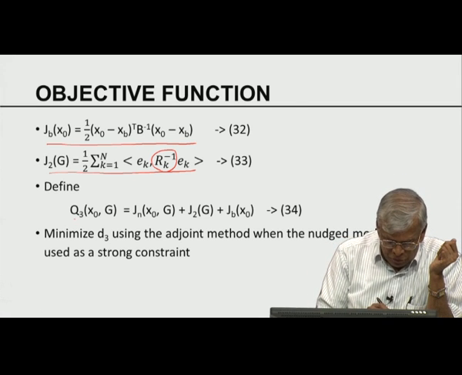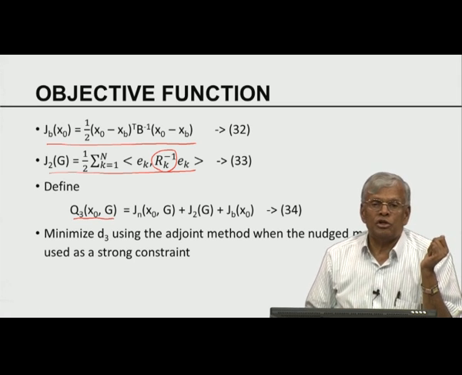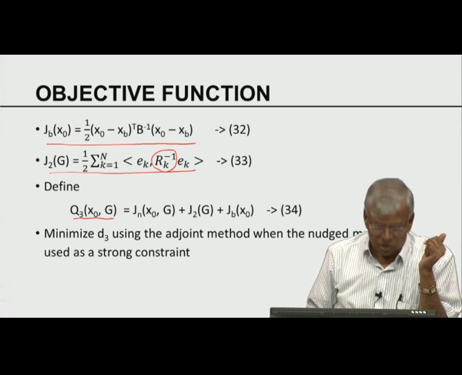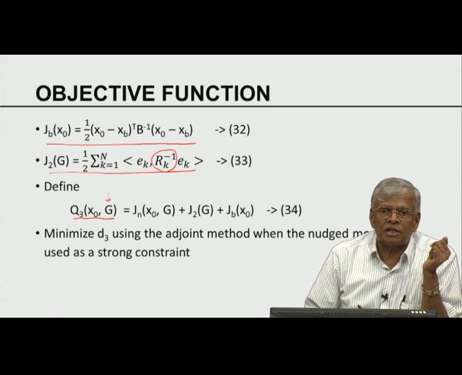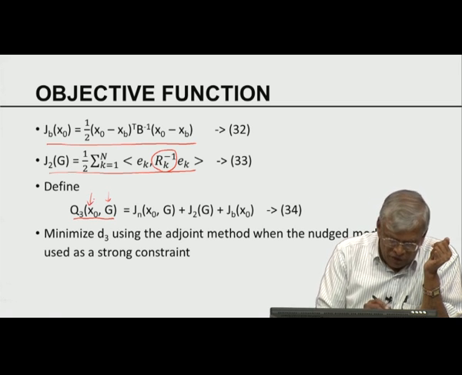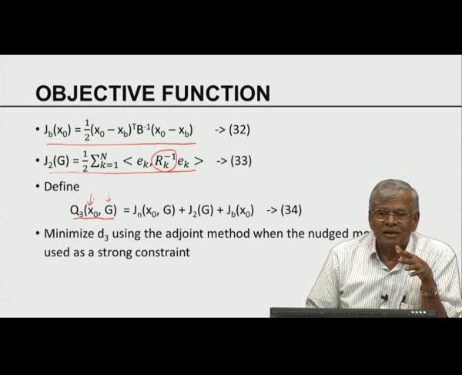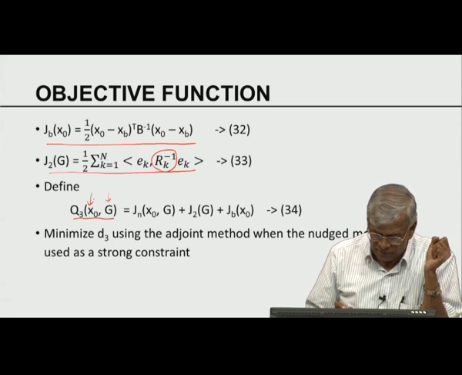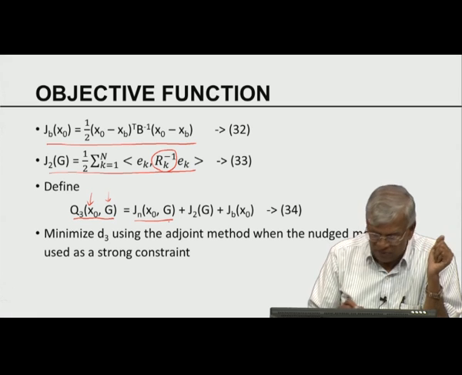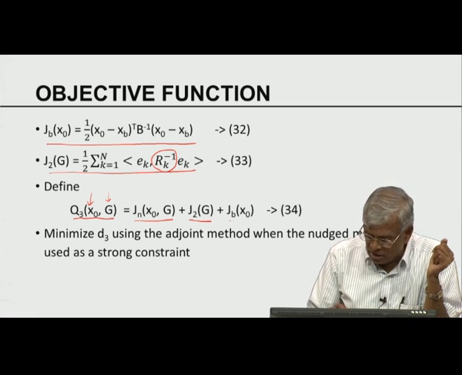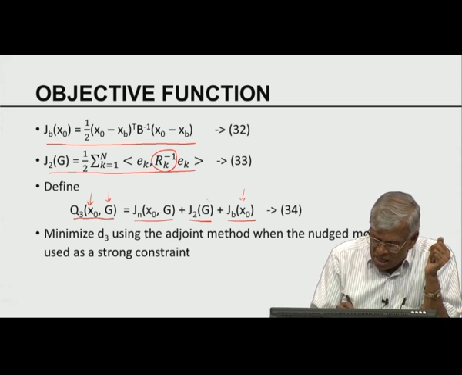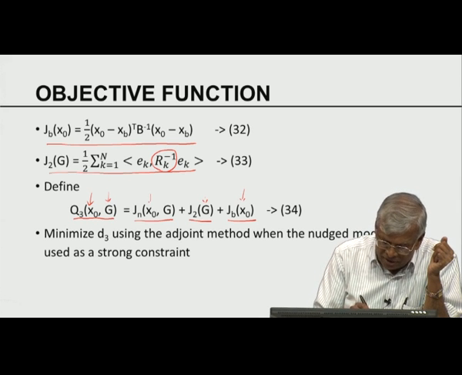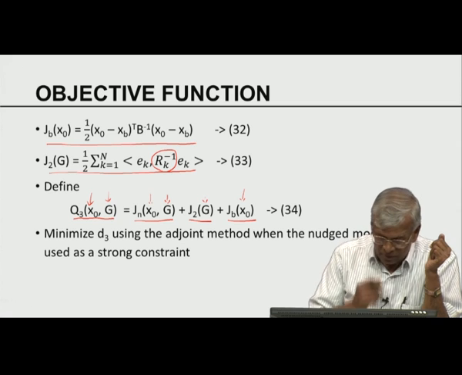So you concoct a new cost function. Please understand, until now we only considered a cost function which is a function of g. Now the cost function is a function of x naught and g. So it is a slightly extended formulation. The J of g we have already seen, and J of x naught. So there is a penalty coming out of x naught, there is a penalty coming out of g, there is a penalty coming out of x naught and g.